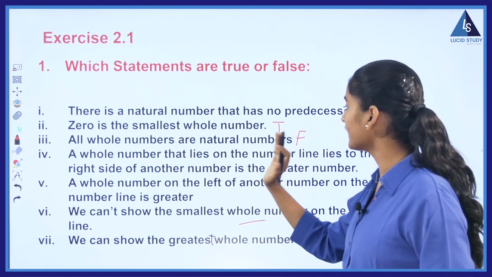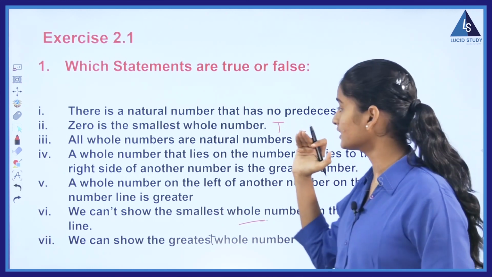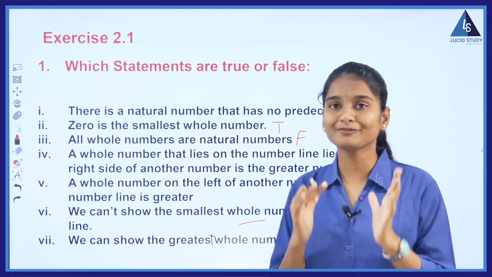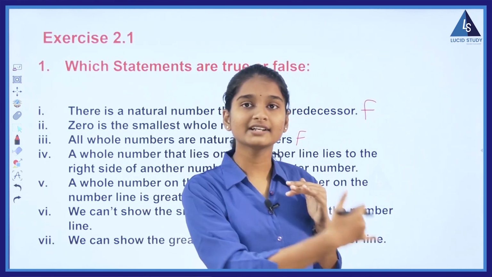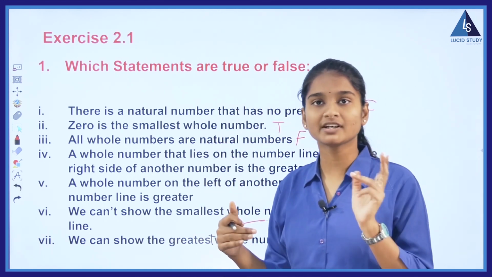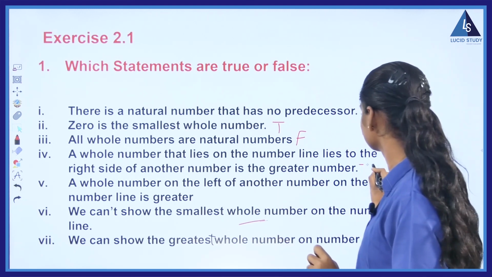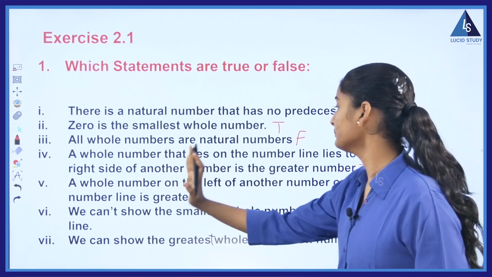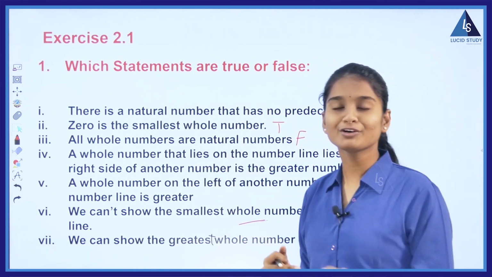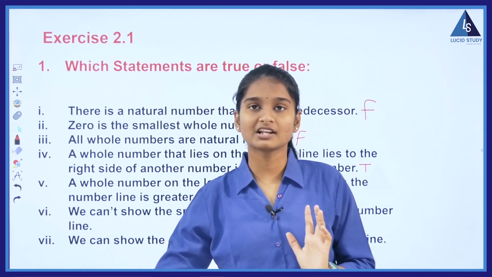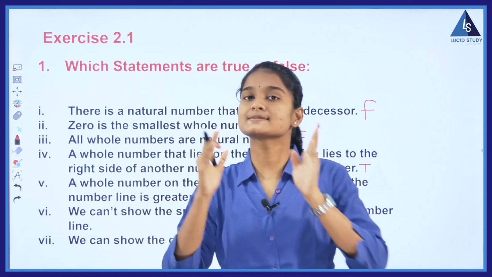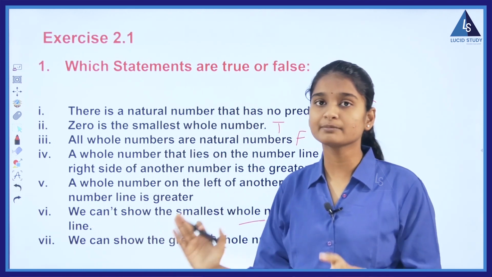A whole number that lies to the right of another number on the number line is the greater number. Children, yes. When we draw the number line, we know that the greater number lies on the right side of the other number. So this statement is true. A whole number on the left of another number on the number line is greater. Now children, if any number is on the left side of the number line, the number on the left is the smaller number. Here this statement is false.